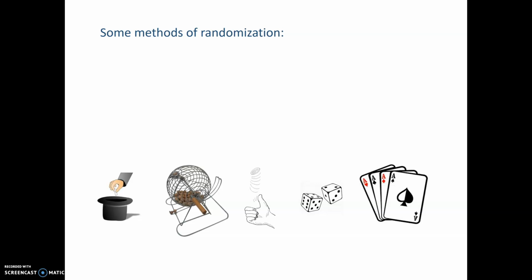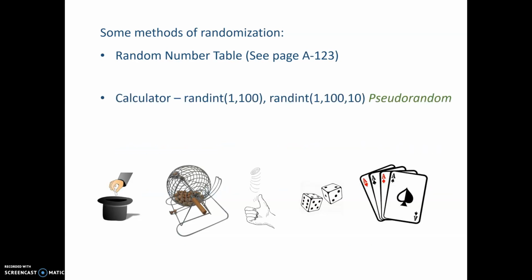So let's look at some methods of randomization. We could use a random number table. Simply put, it's a table of random numbers. How can they be random if they're already on a paper? If you take a look at page A23, it's in the appendices in the back of your book. It used a random number generator, generated a bunch of random numbers, and put them on the paper. So we could use those as random numbers.